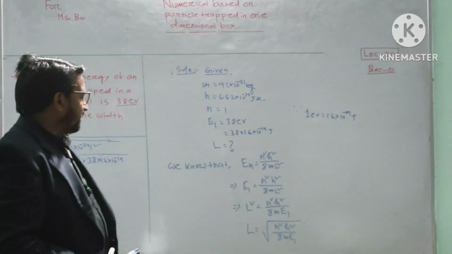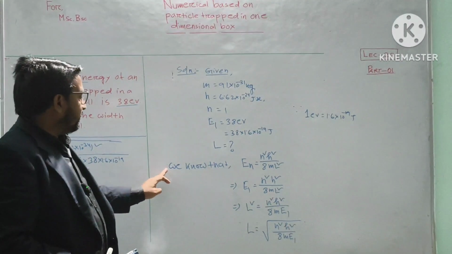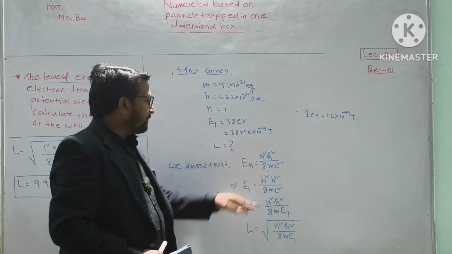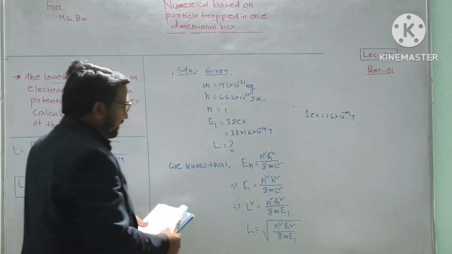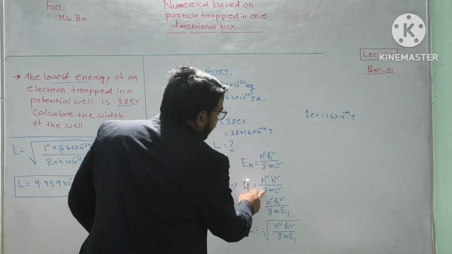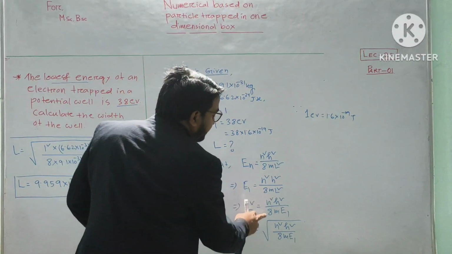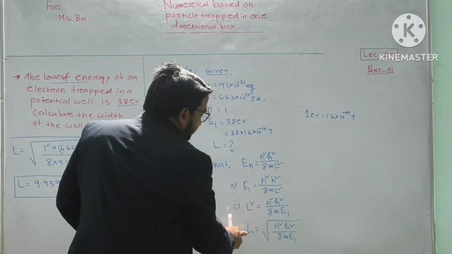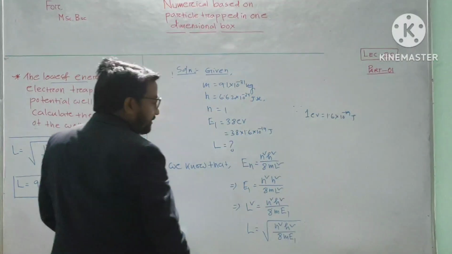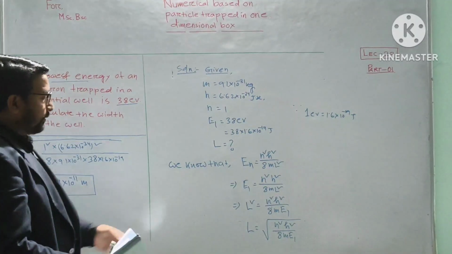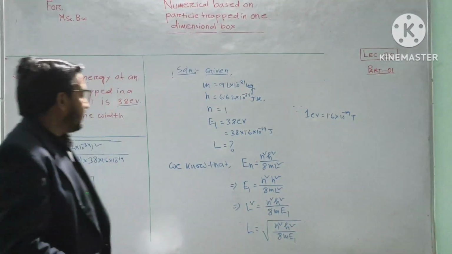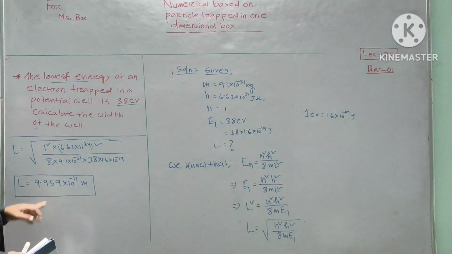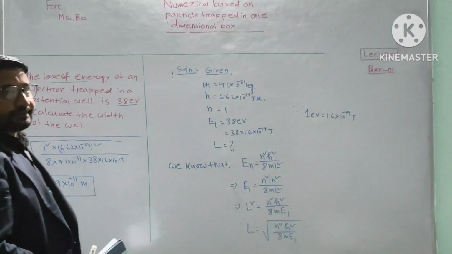We need to find the value of L. We know that En equals n squared h squared divided by 8 m L squared. So E1 equals h squared divided by 8 m L squared, and L squared equals n squared h squared divided by 8 m E1. And L equals the square root of n squared h squared divided by 8 m E1. When all the values are substituted under the root, we get 9.959 into 10 to the minus 11 meter.